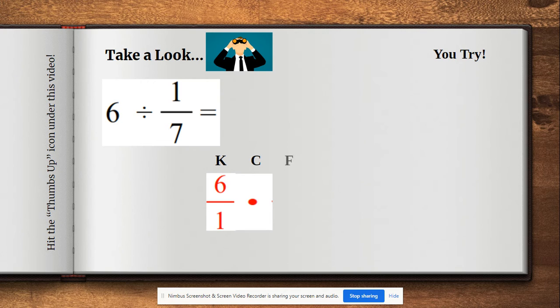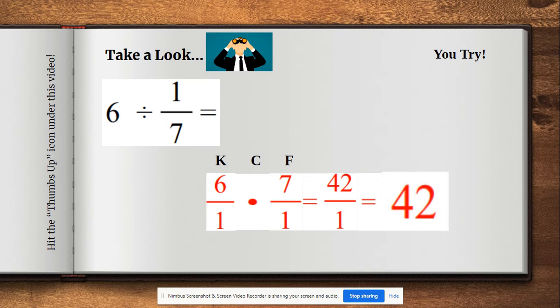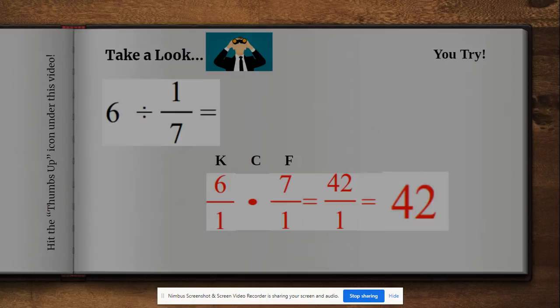1/7 becomes 7 over 1. So now we have 6 over 1 times 7 over 1. That equals 42 over 1. Again, you have to change that. You can't leave it like that because it's improper. You must make it proper. So 42 divided by 1 equals 42. So hopefully you got that. 6 divided by 1/7 equals 42.